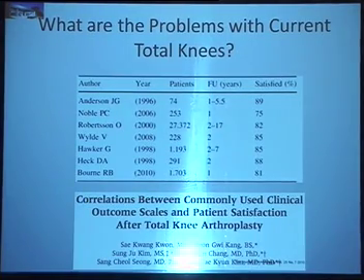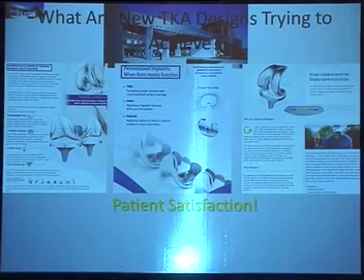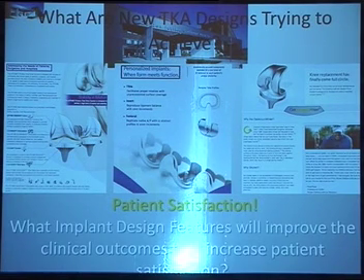So what are the problems with the current total knees? We looked at this paper which shows correlation between the commonly used clinical outcome scales and patient satisfaction. The two show that they are not related to the knee designs. The patient satisfaction, what design implant features can improve these clinical outcomes that will improve the patient satisfaction? Is it based on the implant design?